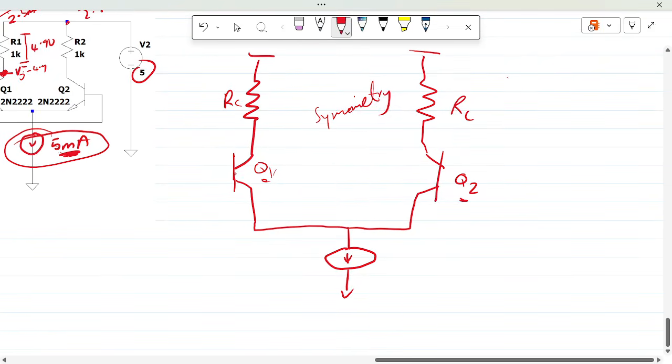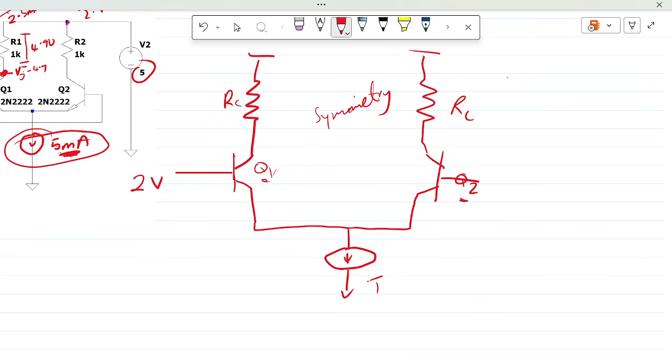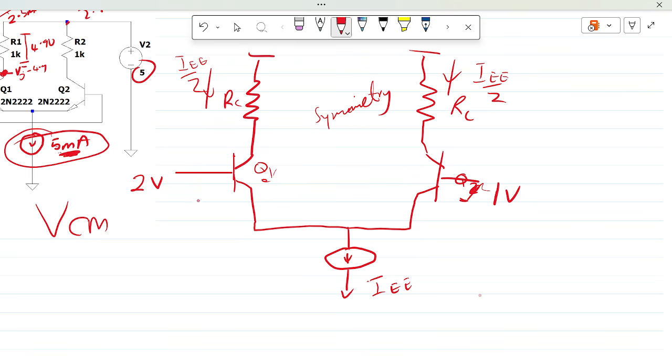All right, so supposing the voltage here is 2 volts, at least we know that's fine, and this is also 2 volts, we know what will happen. We had IEE, then the current here would remain IEE over 2, and the current here would also remain IEE over 2. All right, that's fine. But what if I make this 1 volt and this 2 volts? Now the common mode voltages are no longer the same, so we are just seeing what happens to the circuit.